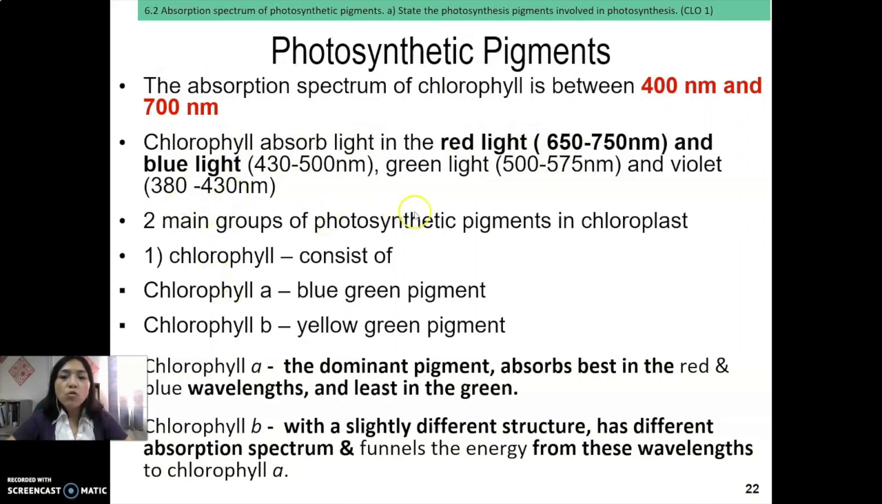We have two main groups of photosynthetic pigments. First is the chlorophyll pigments, which consist of chlorophyll A and chlorophyll B. Chlorophyll A is also known as the dominant pigment, or the main pigment, which absorbs best in the red and blue wavelengths and least in green. Chlorophyll B has a slightly different structure. It has a different absorption spectrum and funnels the energy from these wavelengths to chlorophyll A.